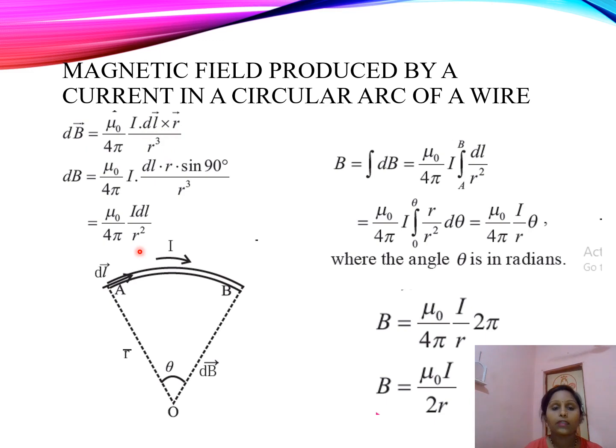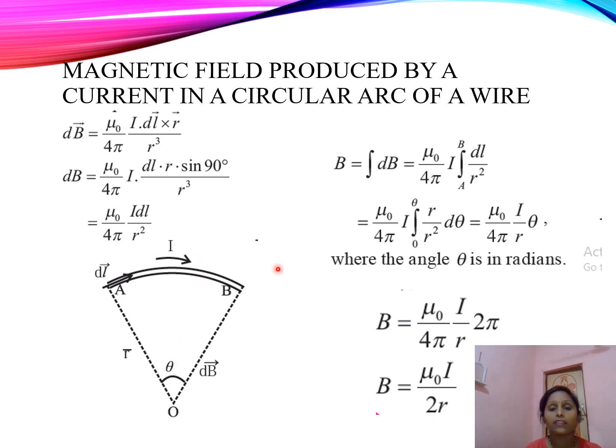As we know, dL and R are perpendicular to each other. When I remove the cross product, it becomes dB is equal to mu naught by 4 pi, I dl R sine 90 degree divided by R cube. We know the sine 90 degree value is 1. Then the equation becomes dB is equal to mu naught by 4 pi, I dl by R square. Now for the direction of the magnetic field, use the right hand rule. The thumb denotes the direction of the current. Align it, then the curled fingers give the direction of the magnetic field, which is into the plane.